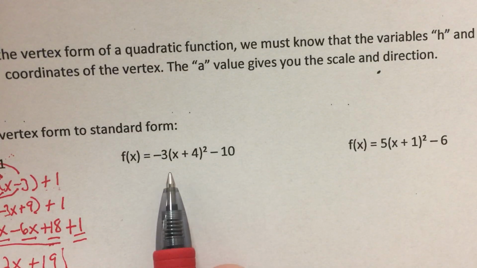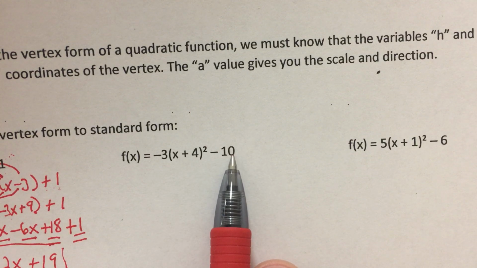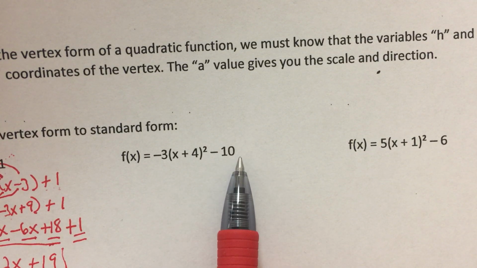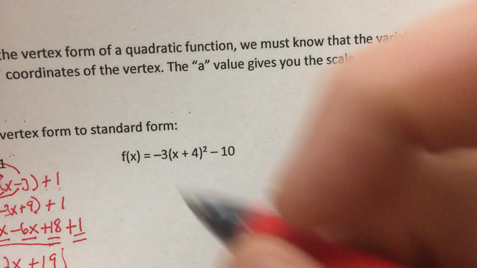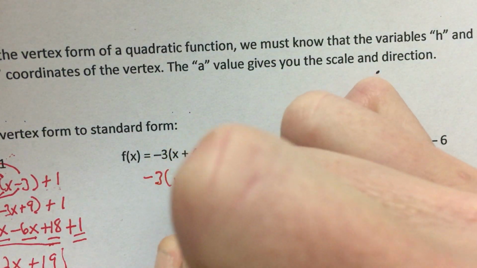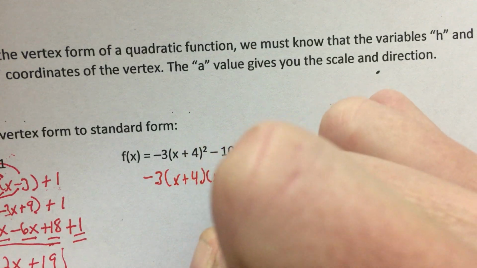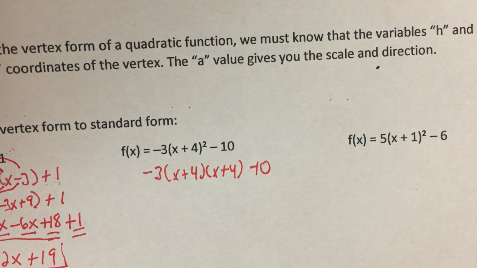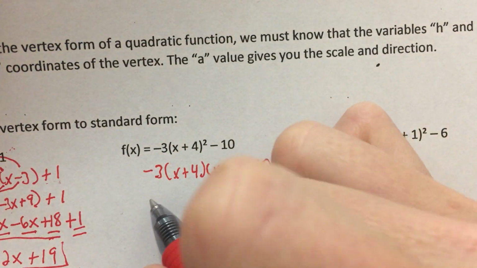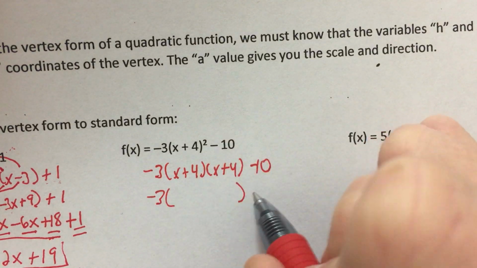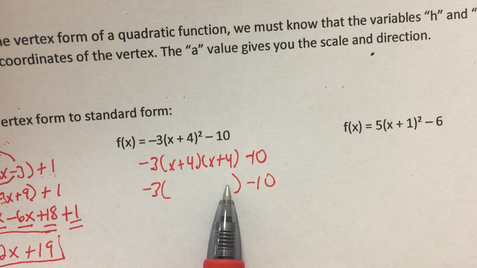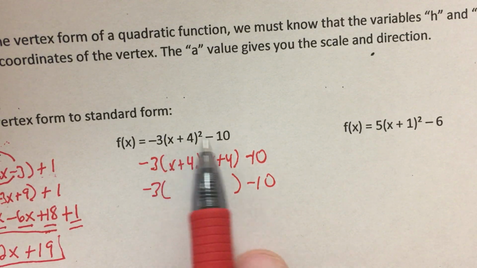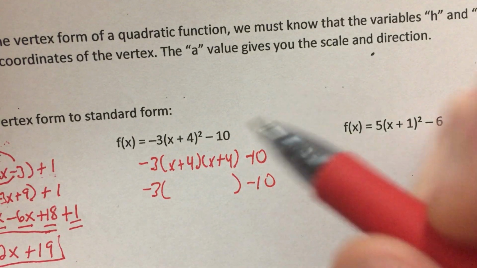Taking a look at the next one, same situation, vertex form. We need to turn it into standard form. So the very first thing we do is we focus on x plus 4 to the second power, and we write it out twice. Now I'm going to drop my a value and draw a big parentheses. And inside that parentheses, I'm going to put 4 terms, the 4 terms you get whenever you multiply x plus 4 times x plus 4.